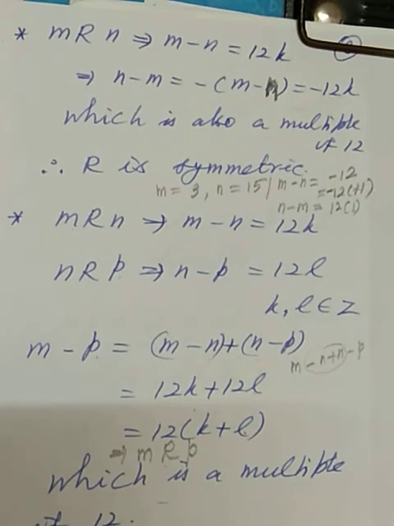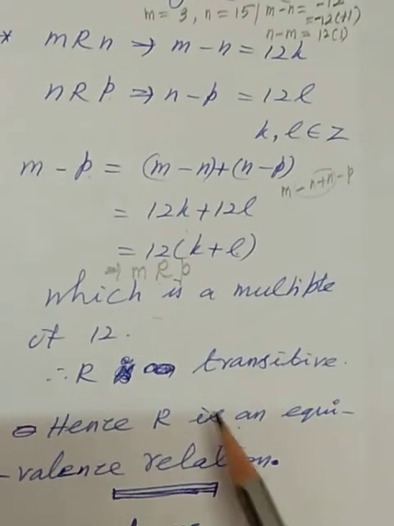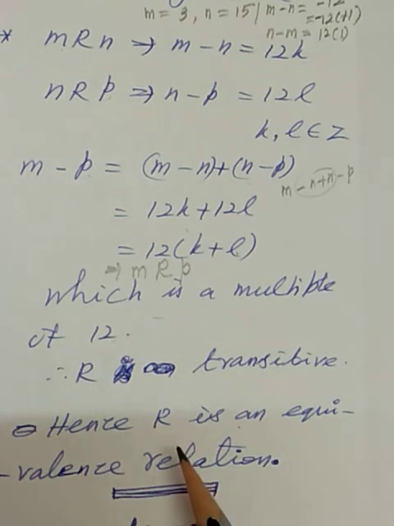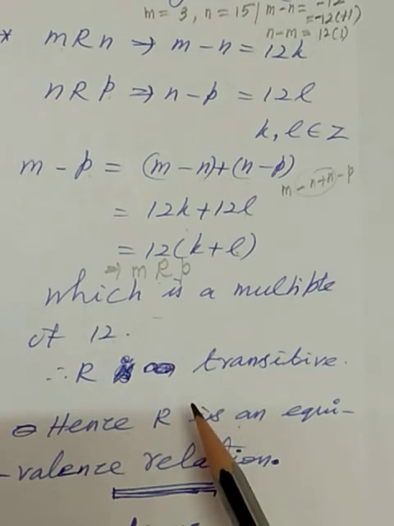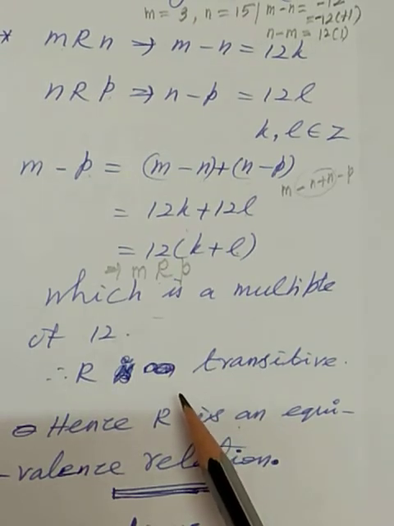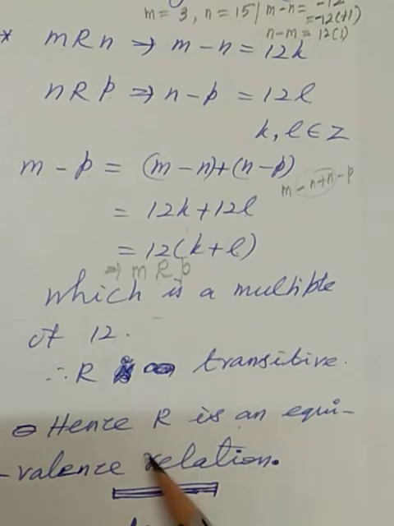Hence R is transitive. Hence R satisfies all the properties. What are the properties? The basic ones: the first one reflexive, the second one symmetric, the third one transitive, and hence R is an equivalence relation. So if m related to n, if m minus n is a multiple of 12, then automatically it is an equivalence relation.